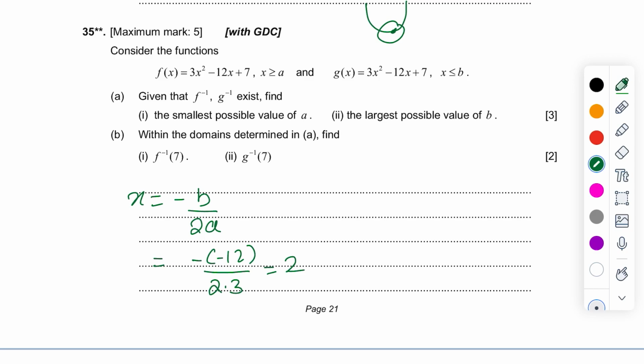Then the largest possible value of b. Again, the largest possible value of b is going to be the same thing: minus of minus 12 divided by 2 times 3, which is going to be 2.